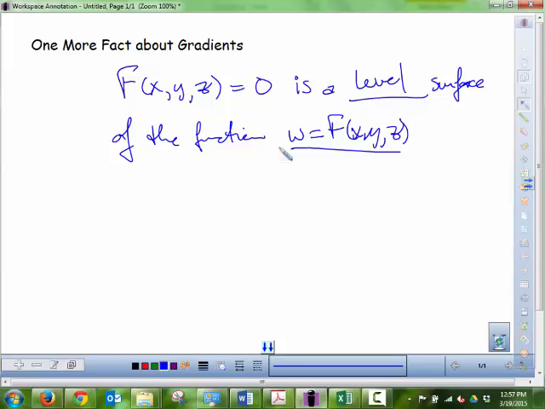So an example of this is an ellipsoid, or a sphere, x squared plus y squared plus z squared is equal to 1, for example, is an example of a level set. Okay? So it's a level surface of something.